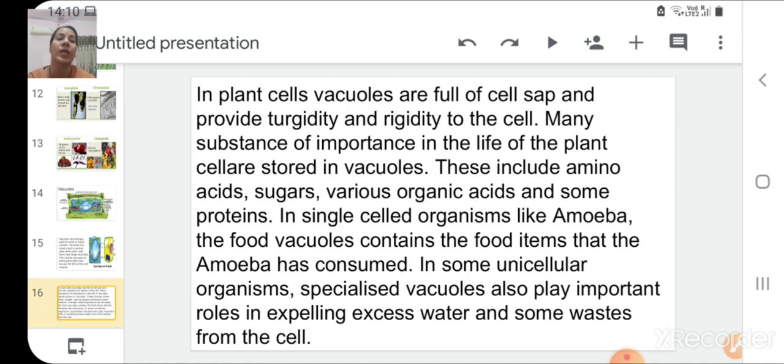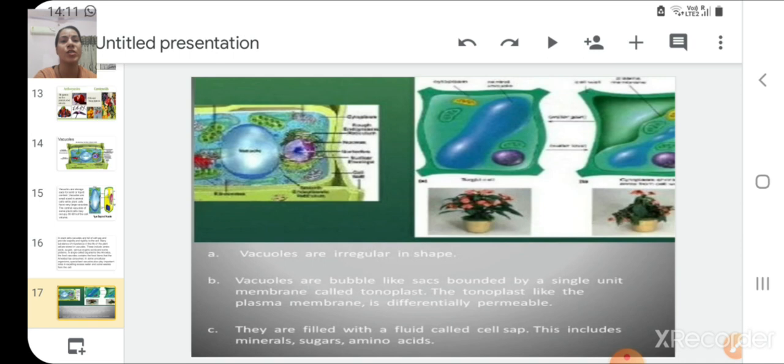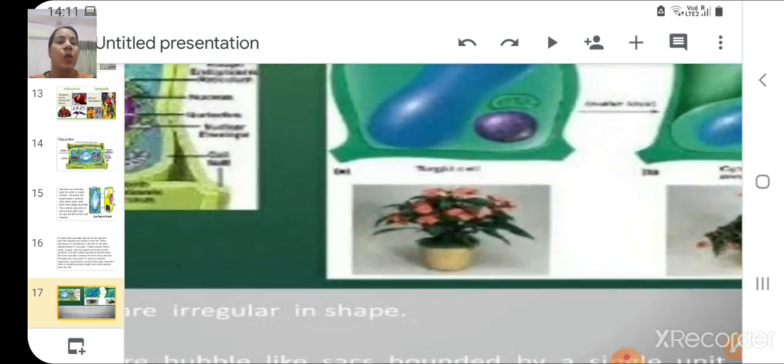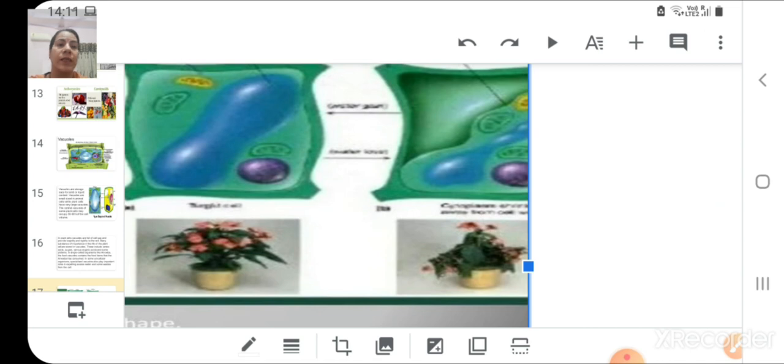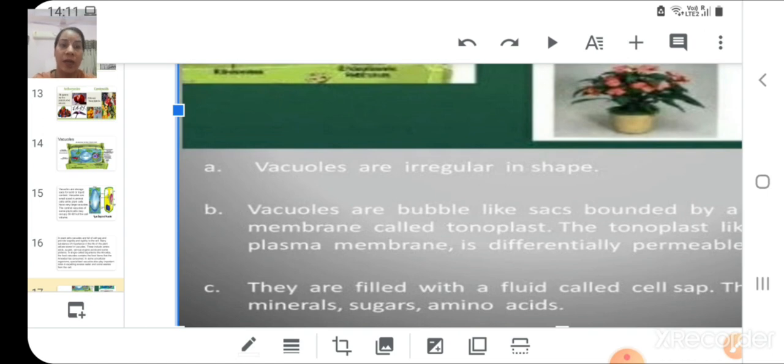In single-celled organisms like amoeba, the food vacuoles contain the food items that the amoeba has consumed. In some unicellular organisms, specialized vacuoles also play important roles in expelling excess water and some waste from the cell. Here also you can see the structure of vacuoles in different diagrams. You can also see what happens to the plant when the vacuole is turgid, and what happens when the vacuole shrinks. Now let us go through another feature: vacuoles are irregular in shape.